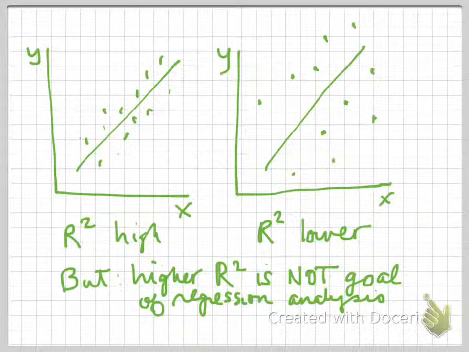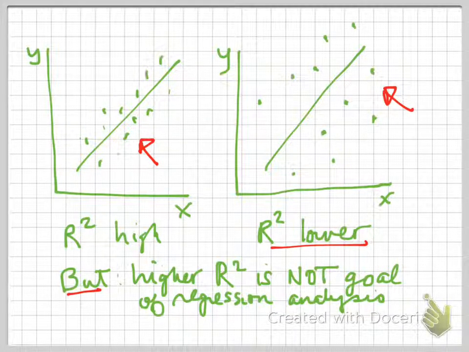Finally, one last thing, just to get a visual idea. If we have a scatter plot that looks like this, where the points are tightly distributed around the regression line, we're going to have a high r-square. If our scatter plot looks like this, so that the points are distributed fairly broadly around the regression line, our r-square is going to be lower.